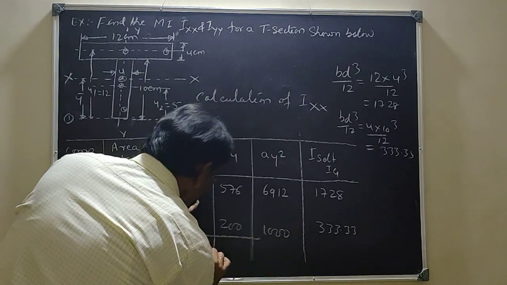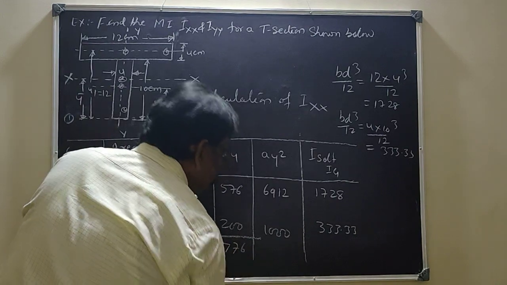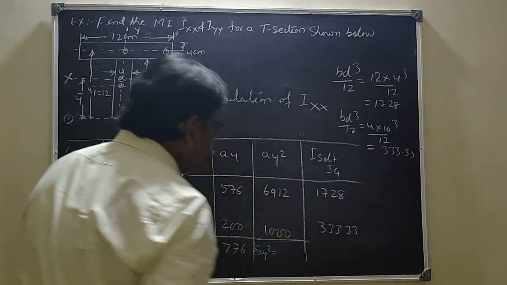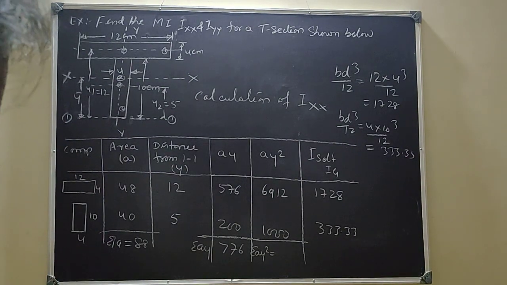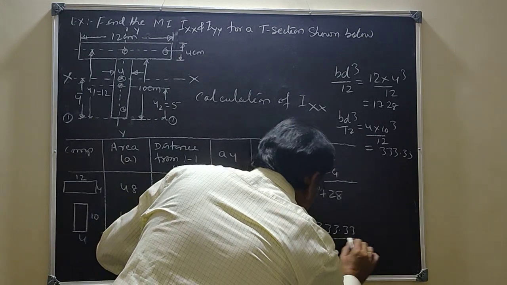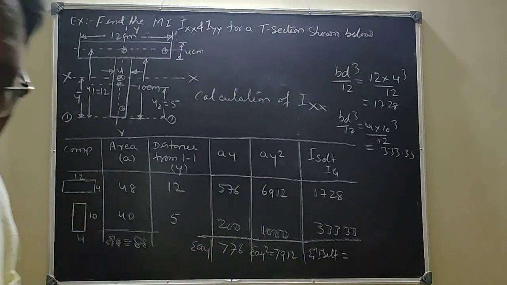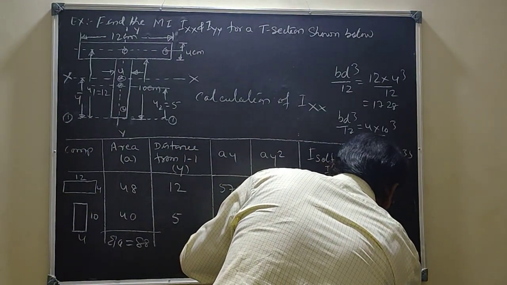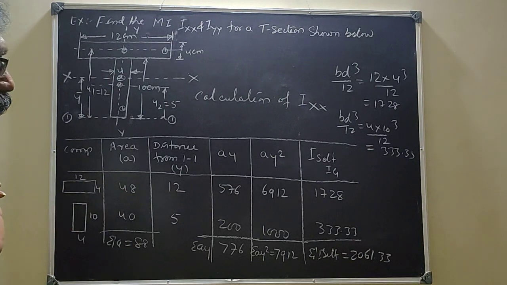Then sigma AY is equal to 776. Then sigma AY square is equal to 7912, and similarly sigma I self is equal to 2061.33 centimeter to the power of 4. Now this is the data that you have got.